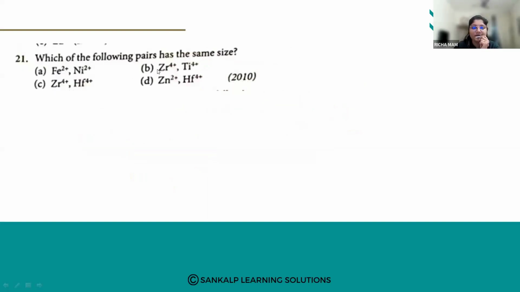Which of the following pairs has the same size? A, Fe+2 and Ni+2. B, zirconium +4 and titanium +4. C, zirconium +4 and hafnium +4. Then D, zinc +2 and hafnium +4. Which will have the same size, and what is the reason why they will have the same size here?